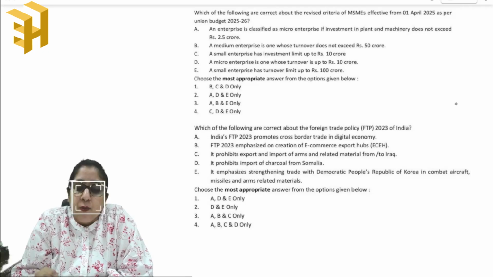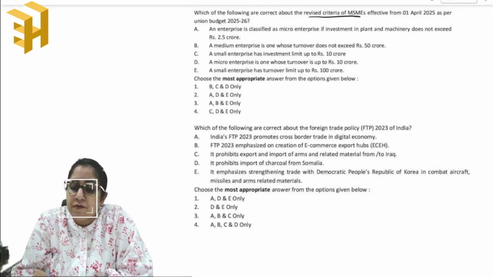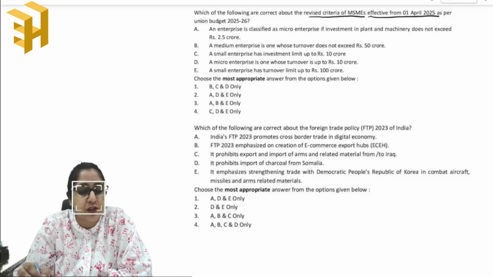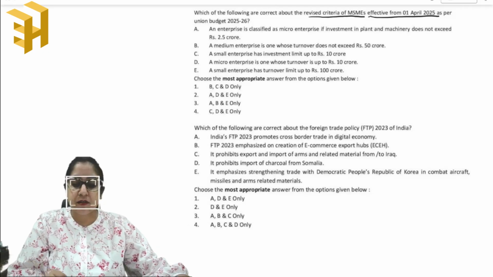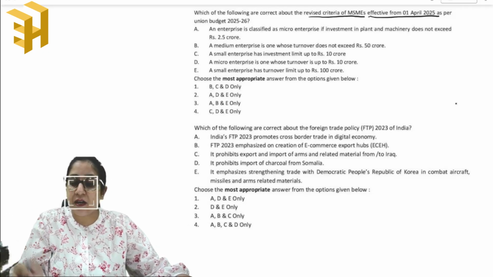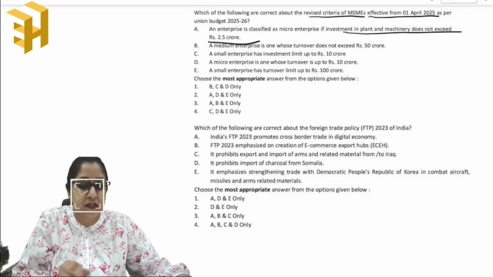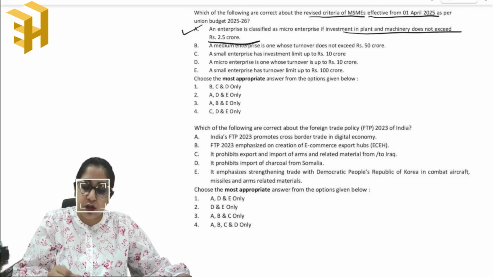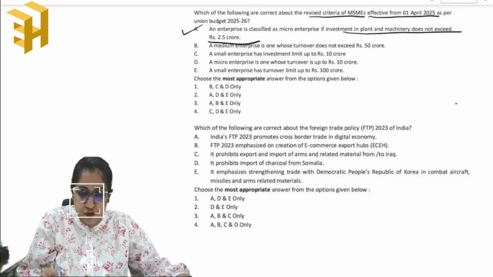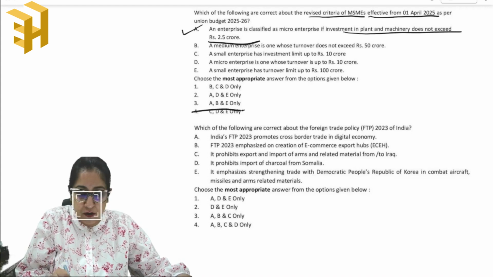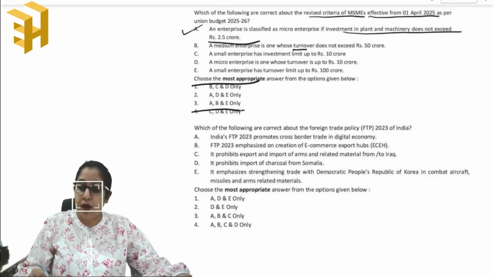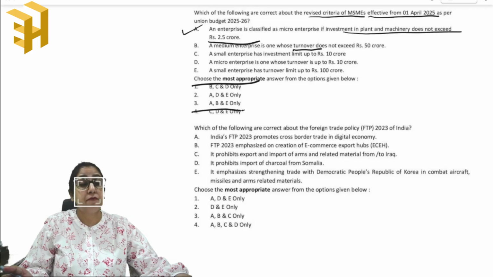Okay, now which of the following are correct about the revised criteria of MSMEs effective from 1st April 2025 as per budget 25-26? Now, an enterprise is classified as micro enterprise if investment in plant and machinery does not exceed rupees 2.5 crores. That is true. So A is true. We can strike off 4 and 1. Okay. Now, medium enterprise is one whose turnover does not exceed 50 crores. Rather, it is 500 crores.